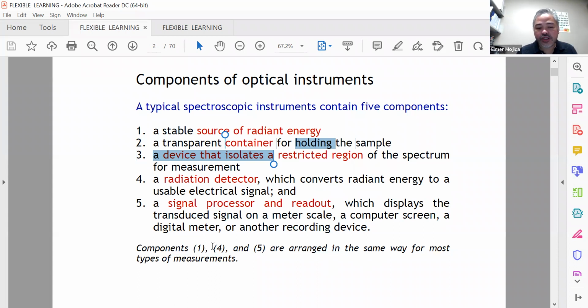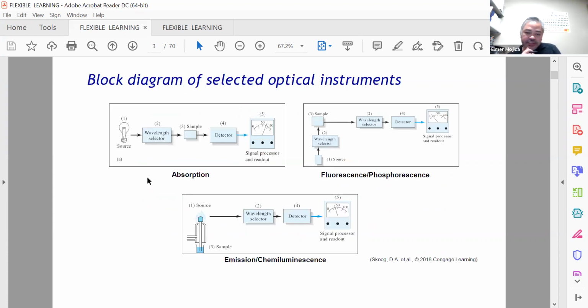So usually 1, 4, and 5 are arranged in the same way for most types of measurement. The ones that can change would be 2 and 3. In some, the monochromator comes first; in others, the monochromator comes after the sample holder. If you look at the block diagram of the different optical instruments, you could see those 5. Here in absorption, you have 1, 2, 3, 4, 5.